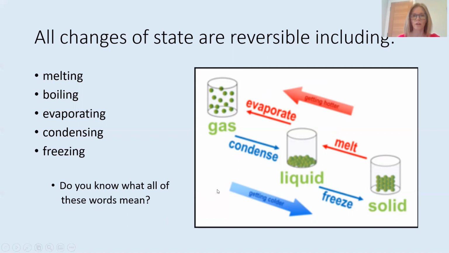And again, this diagram we looked at in week 3. So if we take our example of the ice lolly again, it would start as a solid. When it melts, it would become a liquid. It could then evaporate to become a gas, condense to become a liquid, freeze, and become a solid again. It does say, do you know what all of these words mean? So you can pause the video here if you're unsure, and you can look up a definition of them.